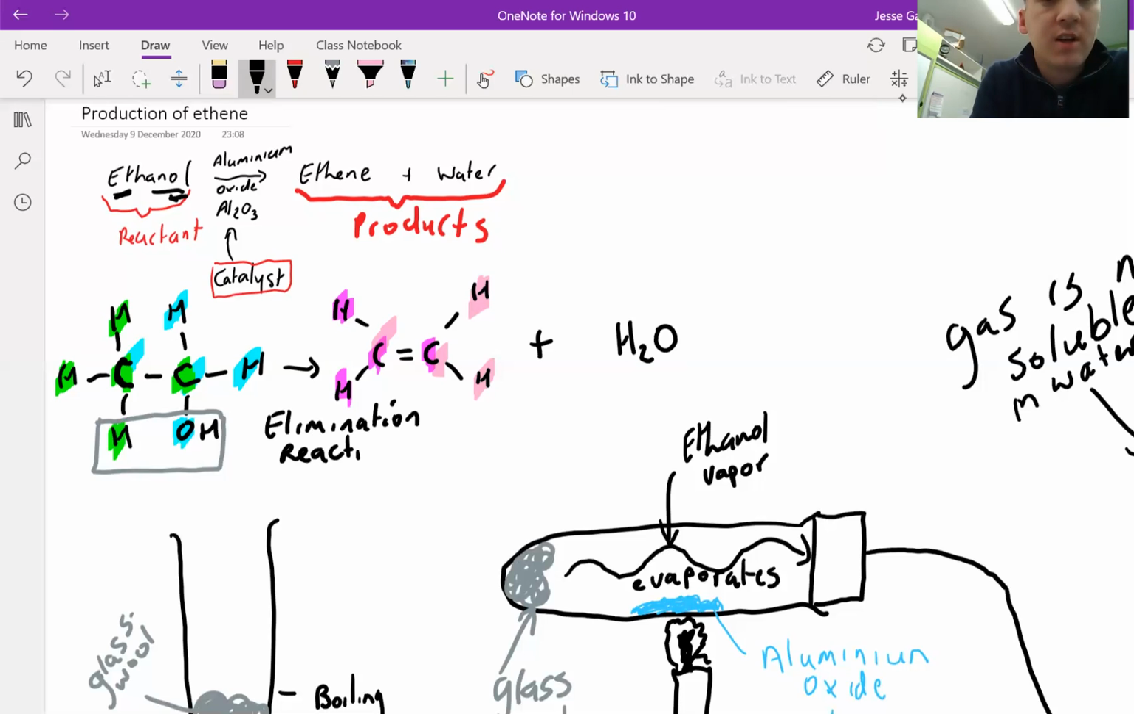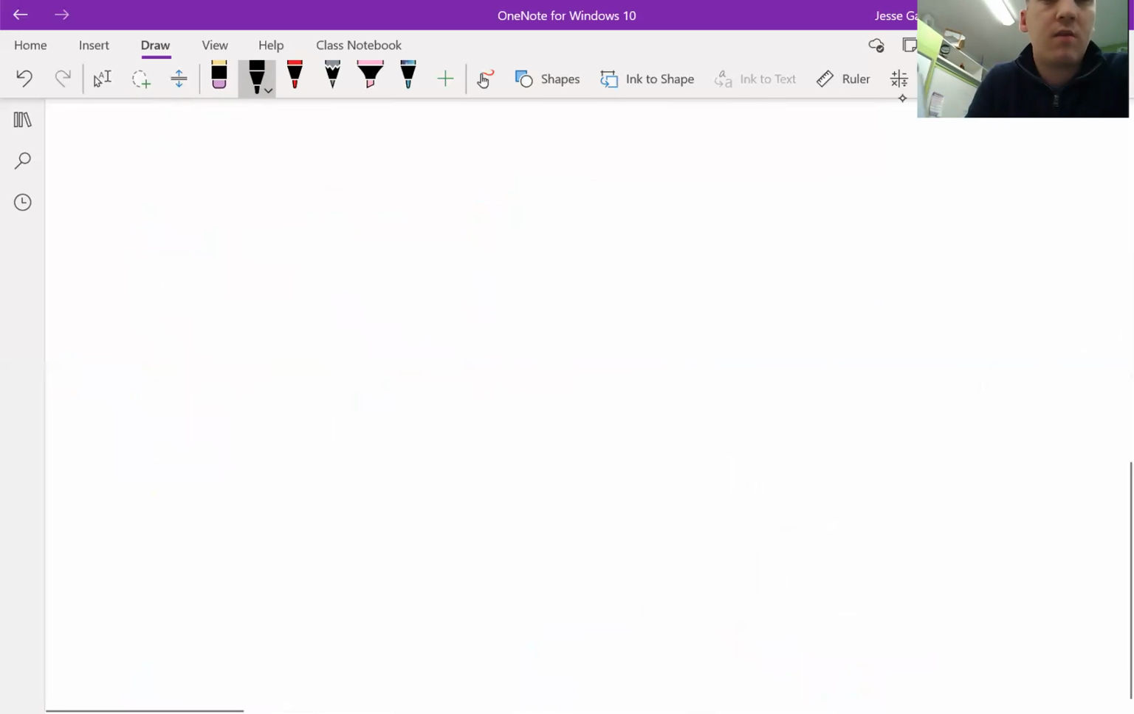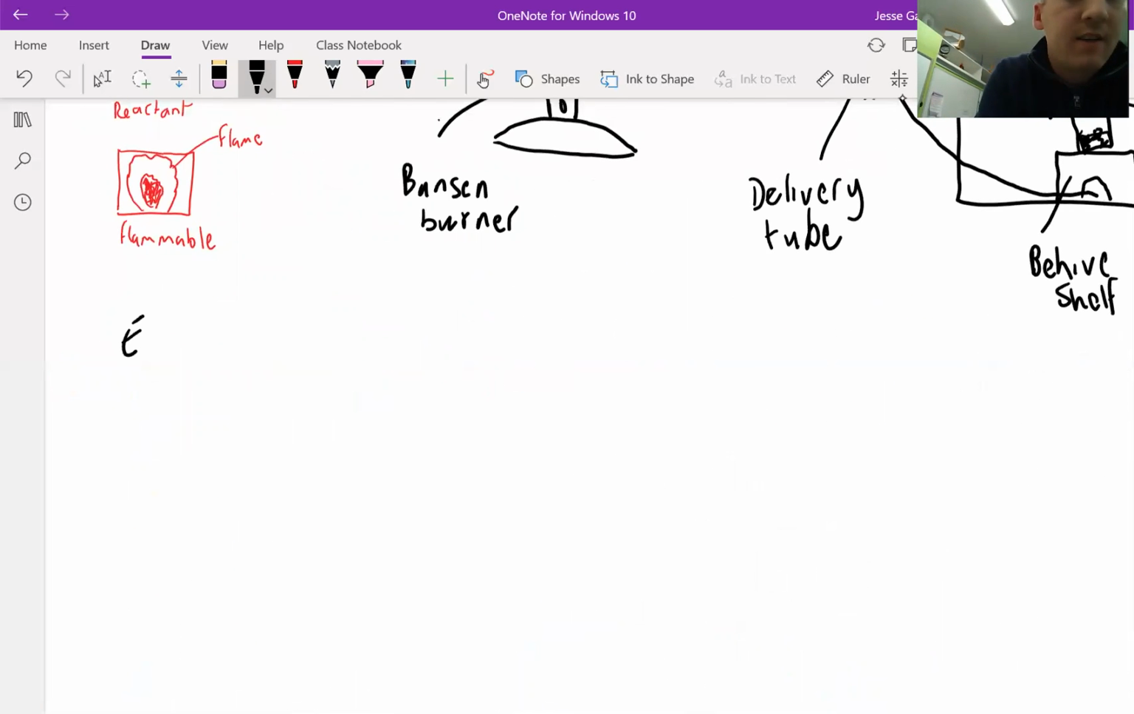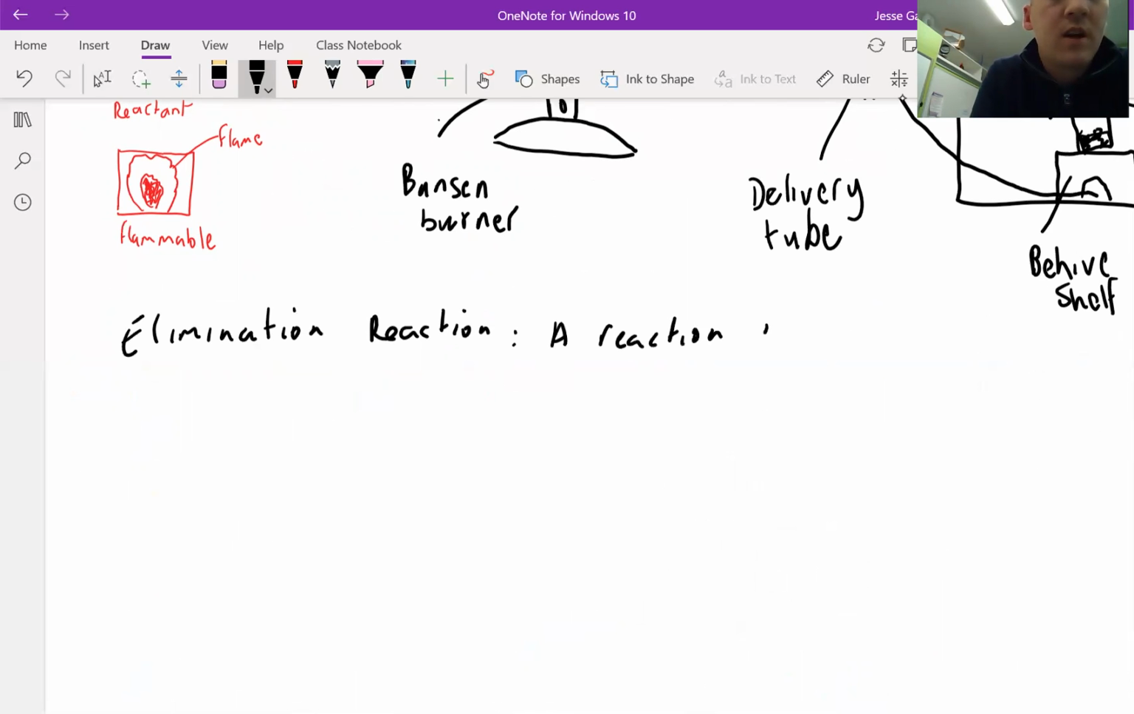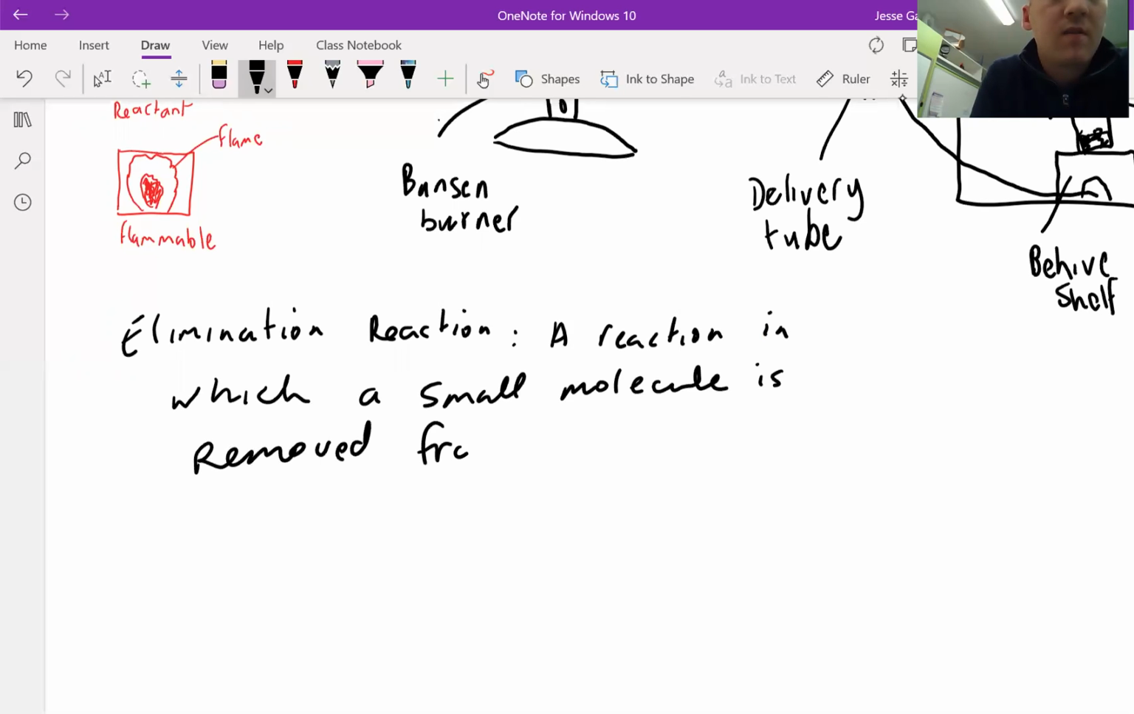An elimination reaction is one in which a small molecule like this is removed from a bigger molecule. So elimination reaction is where a small molecule is removed from a bigger molecule. We'll write that out down here in case you want to take it down as a definition. Elimination reaction: reaction in which a small molecule is removed from a bigger molecule.